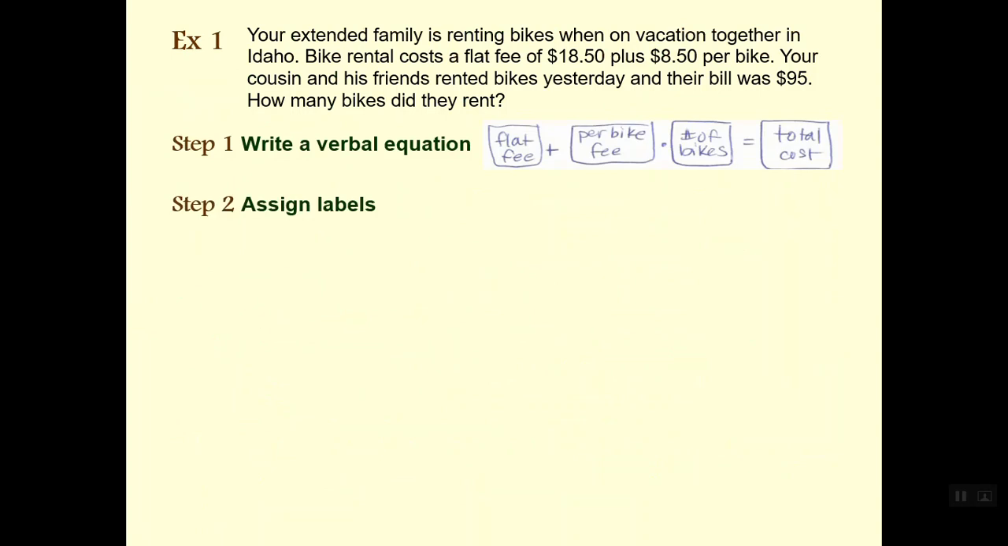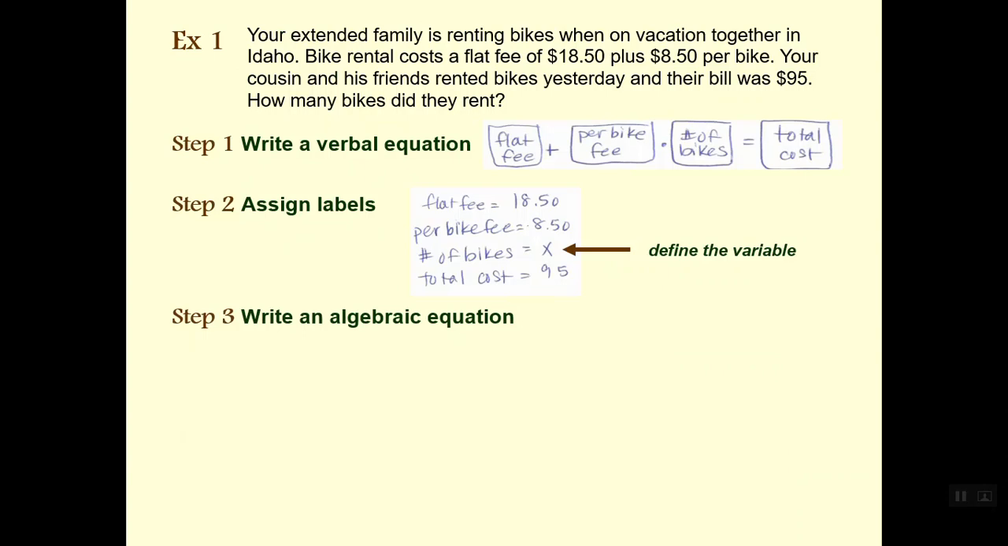The second step is to assign labels. So what we're going to be doing is going to each of those pieces of the verbal equation and look back into the problem and see if you can match up what we know with each of those pieces. And so we make a label for each piece of that verbal equation. You can see one of those important labels is the piece that we don't know. We don't know the number of bikes, and so that's going to be represented by our variable. So we're going to define our variable that way as standing for the number of bikes.